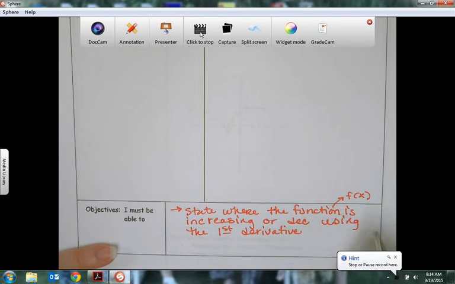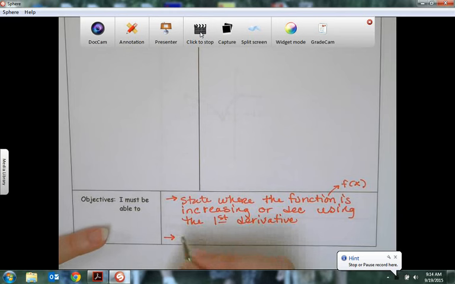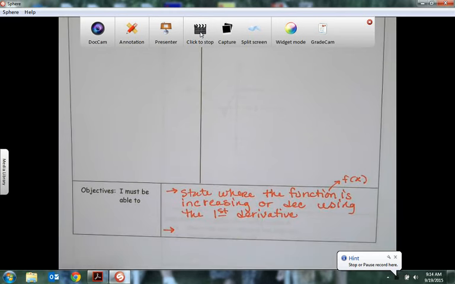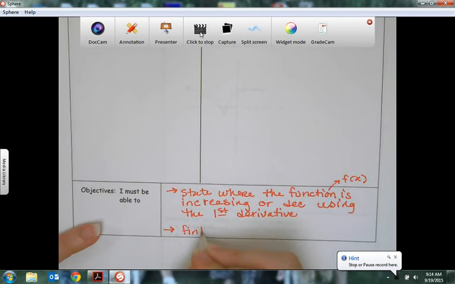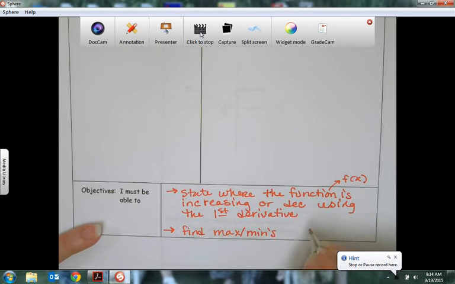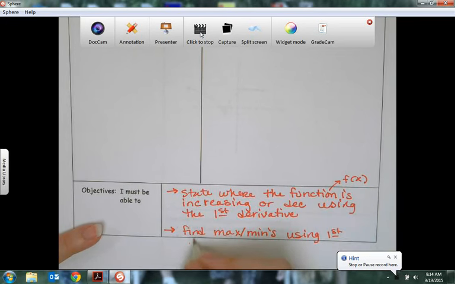And again, we've kind of been doing this other bullet, but we are going to find the max and mins using that first derivative with the increasing, decreasing. So using the first derivative test. Okay?